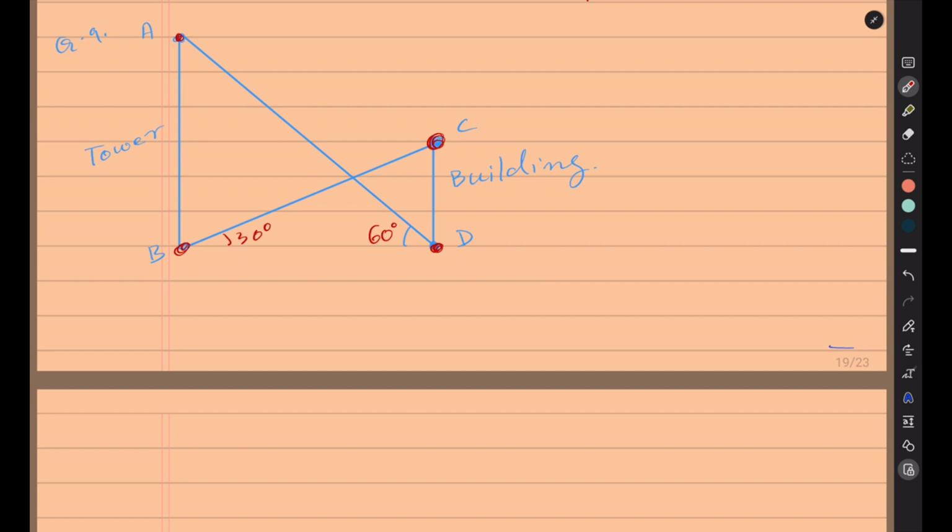So I think we have updated our diagram based on much more realistic angles. Okay, let us go forward. If the tower is 50 meters high, find the height of the building. So we need to find the height of the building. Let us assume CD is h meters high, and AB is given. AB is the height of the tower, which is 50 meters.